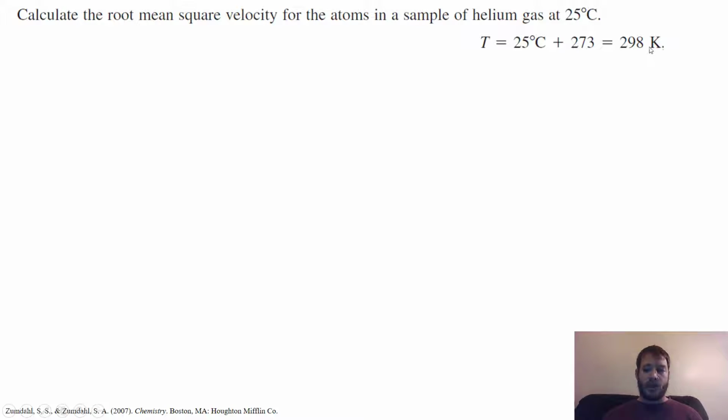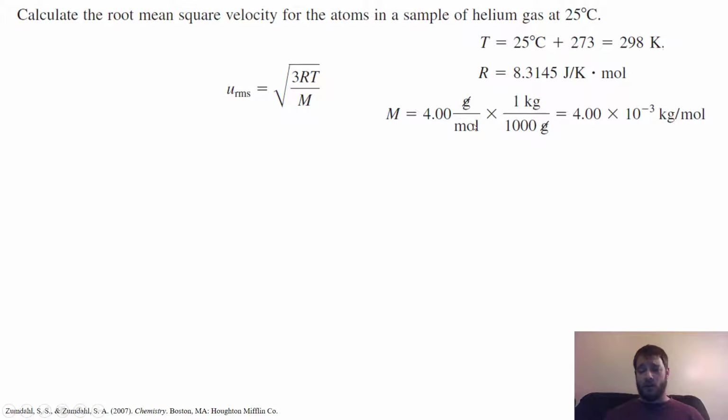It's important to note that Kelvin does not have degrees, it's just units Kelvin. And so the next step is I want to find the molar mass of helium in kilograms, because when I plug it into this equation, it's going to be in the denominator. R is always going to be the same, and then here we find the mass. So the molar mass of helium is going to be 4.00 grams per mole. I got that straight from my periodic table.